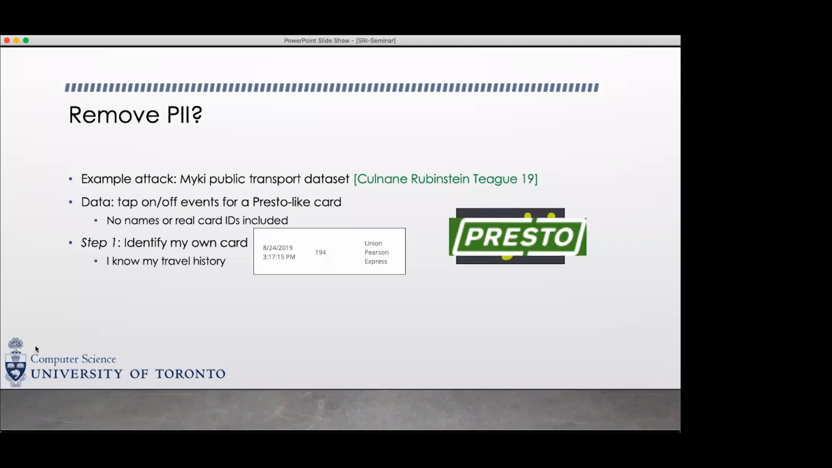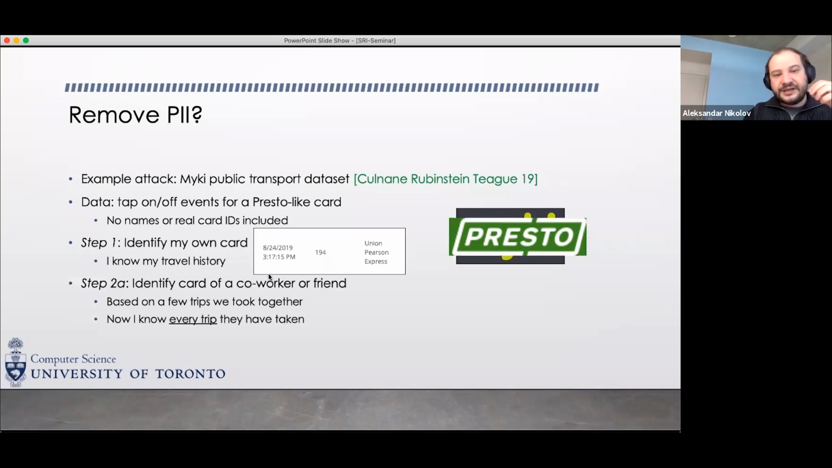So this is the second step, where you can, for example, find out information about someone you work with. Here's how you can identify the card of a coworker. I think it's a nice programming exercise for a student, maybe. I'm not even sure you need so much programming, to be honest. Anyways, let's say you want to find out what a coworker does on weekends. And let's say you know that on particular days, you took the light rail or the streetcar back home with this particular coworker.